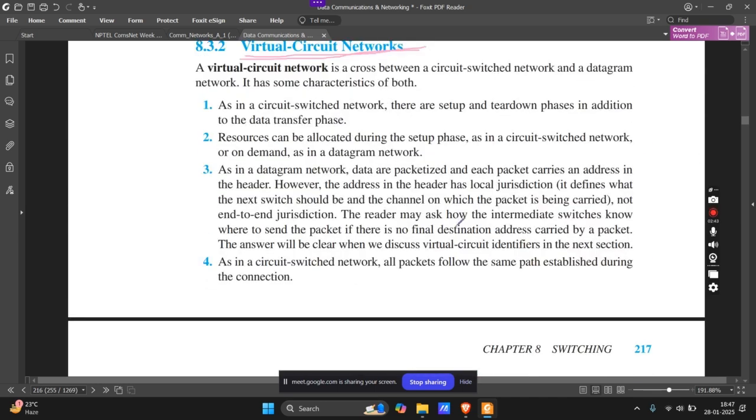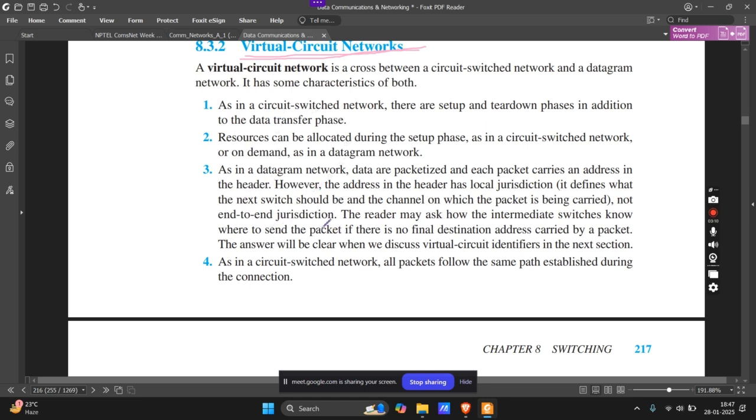So here, as in the circuit switch network, there are setup and tear down phases in addition to the data transfer phase. Resources can be allocated during the setup phase, and as in a datagram network, data are packetized and each packet carries an address in the header. So this is all like a datagram network. The data is packetized like a datagram network, but there is also a dedicated channel.